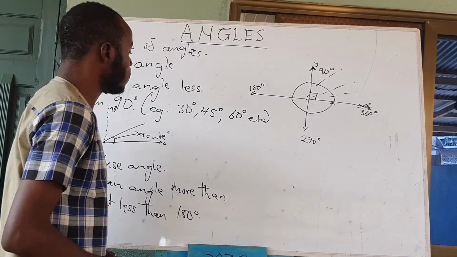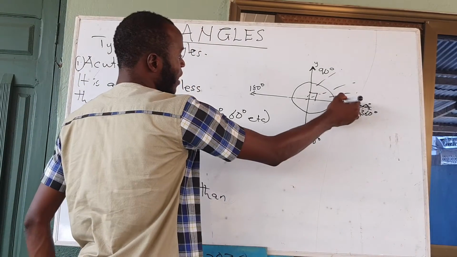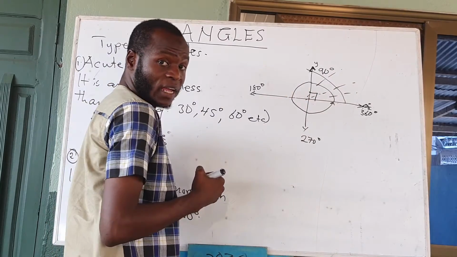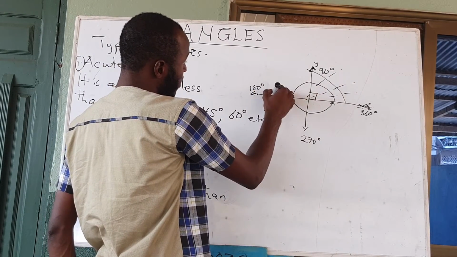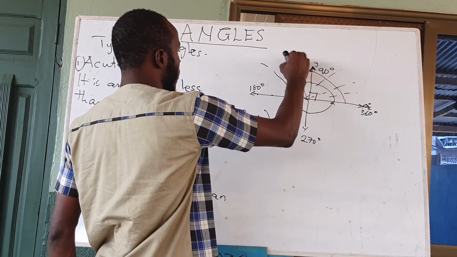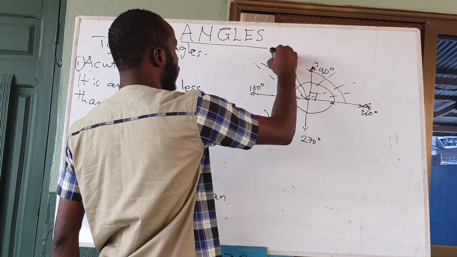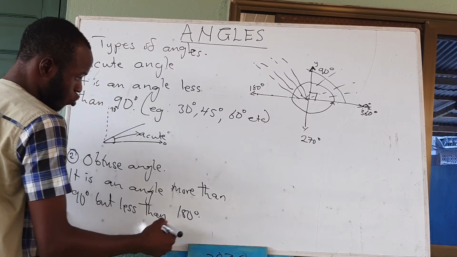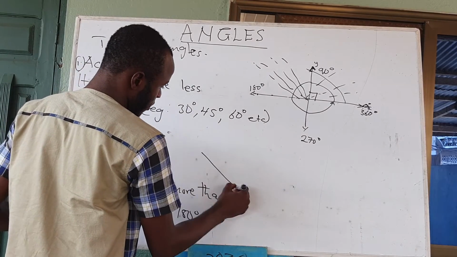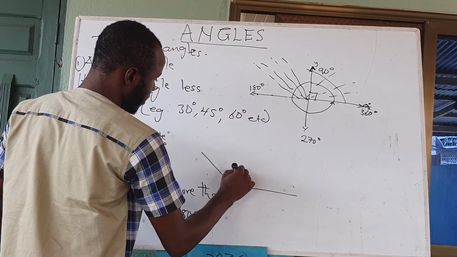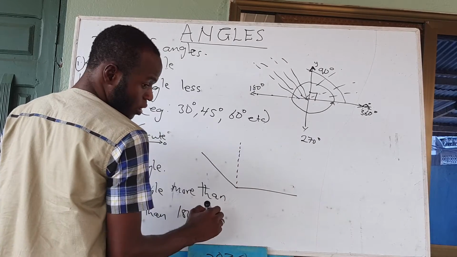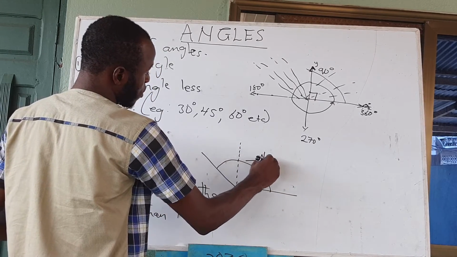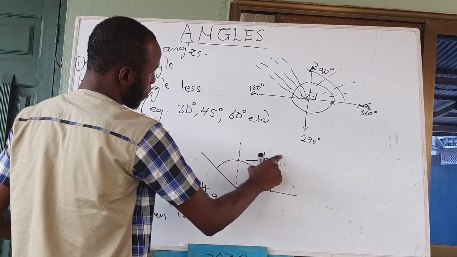So with that one too, you realize that you will measure that angle from this line and it will exceed the 90 degrees line, but it won't reach the 180 degrees, so it will fall somewhere here. When you draw the shape of that angle, it will look something like this. You realize this is where the 90 degrees line is supposed to be, roughly. So the angle moves from here to there. So with this one, you have your obtuse angle.